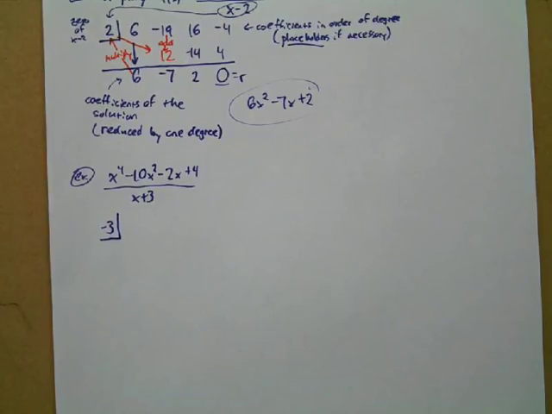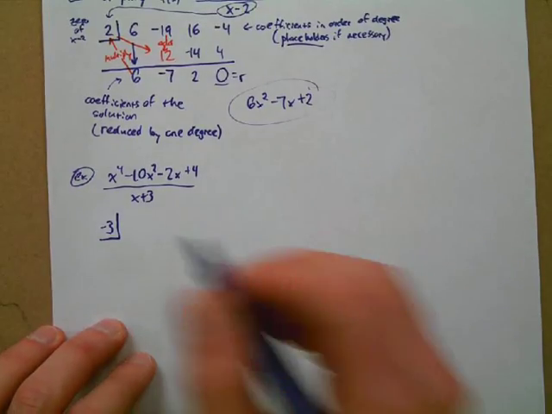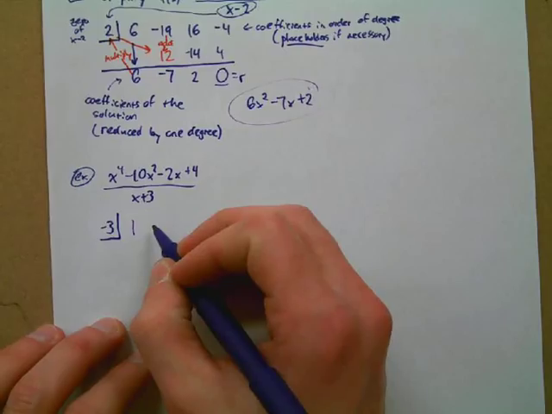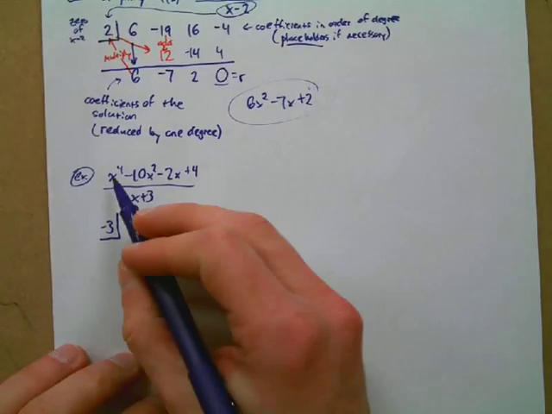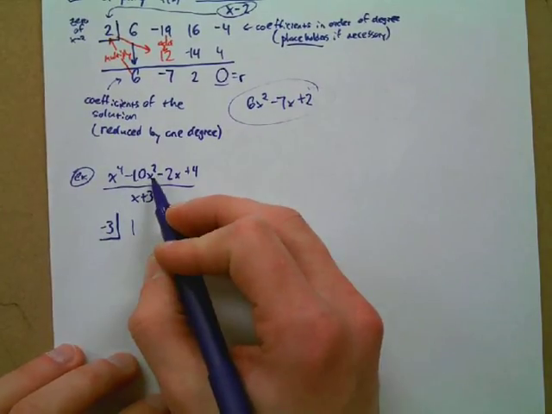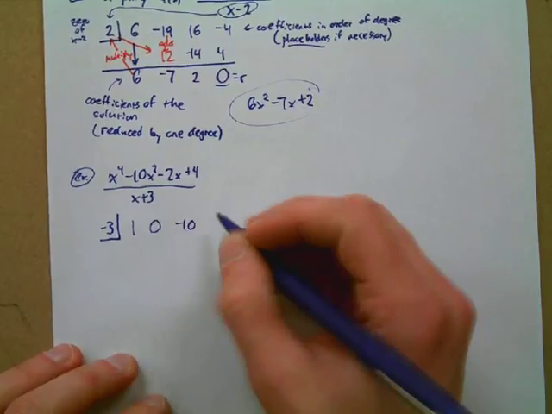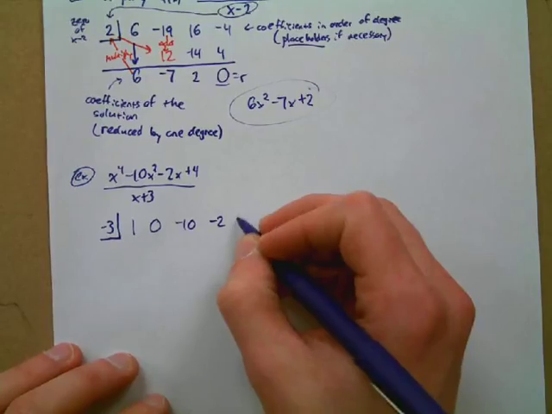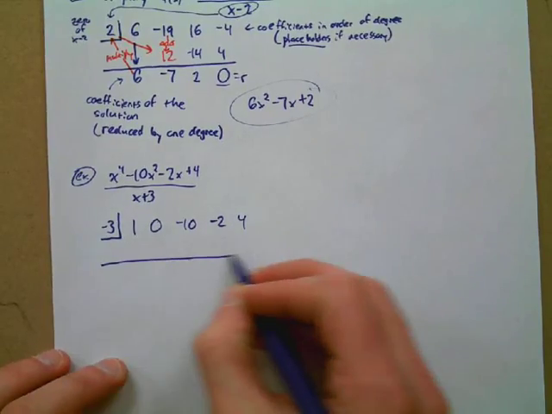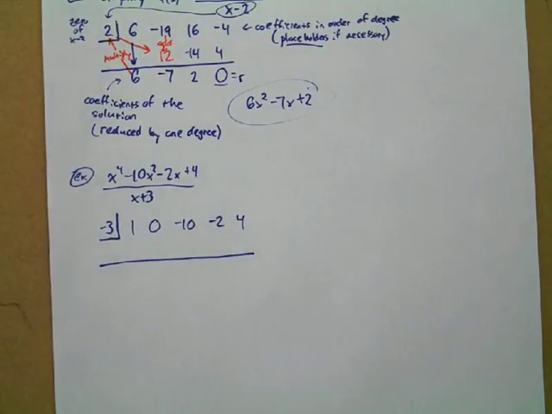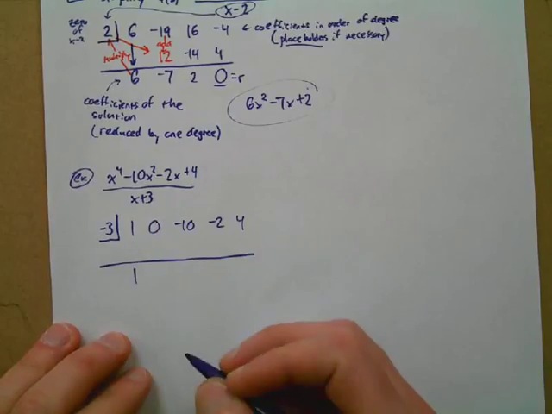Very easy to miss. So can we drop down that 1? And we just do our little arm. So 1 times negative 3 is negative 3. 0 plus negative 3, negative 3. Negative 3 times negative 3, 9. Negative 10 and 9, negative 1. Negative 1 times negative 3, 3. Negative 2 plus 3, 1. 1 times negative 3, negative 3. 4, negative 3, 1.